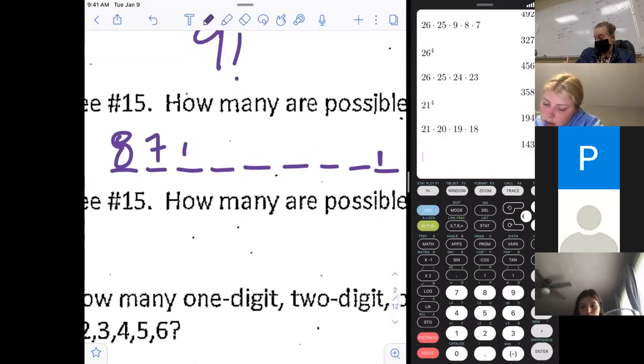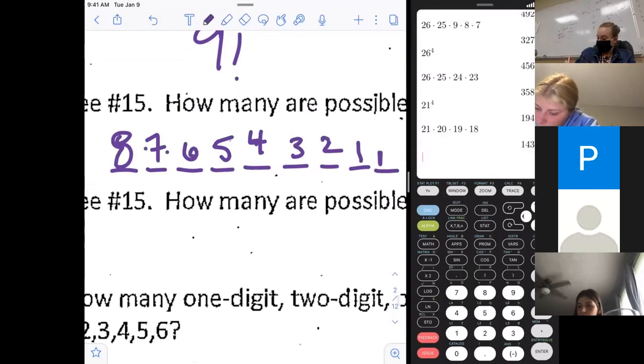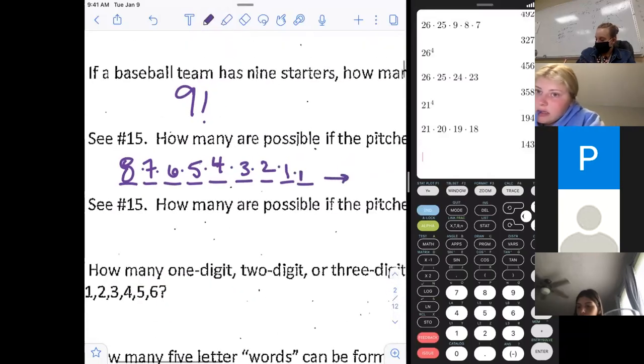So I've got 8 times 7 times 6 times 5 times 4 times 3 times 2 times 1, times... I know I've got 2 ones at the end, but 1 times anything is itself. So the 1 truly doesn't matter. This is the same thing as just 8 factorial, because I had to move the pitcher to the end. He was in a designated spot. Everybody else could be in whatever order I wanted to. That is 8 factorial.